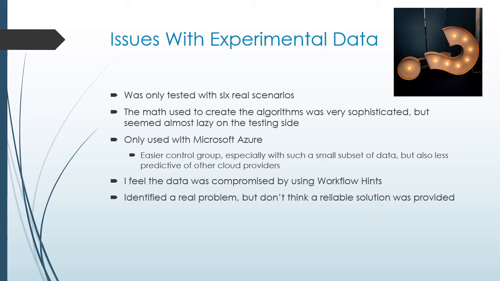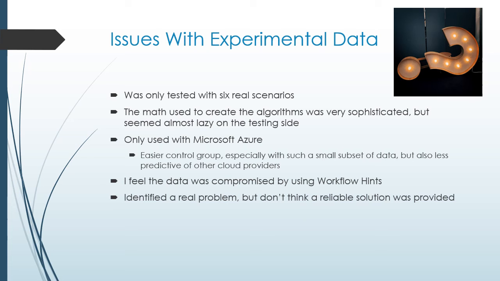The math they used to create the algorithm was quite sophisticated. The functions they used, the function calls, but it seemed almost lazy on the testing side. It is obviously something some developers can relate to. Spend all the time coding. Sometimes testing isn't the most fun part. But again, to only test 6 almost defeats the purpose of having such an algorithm.